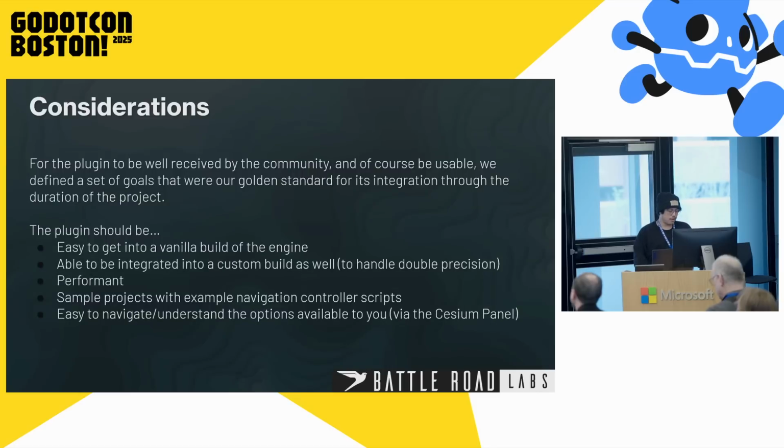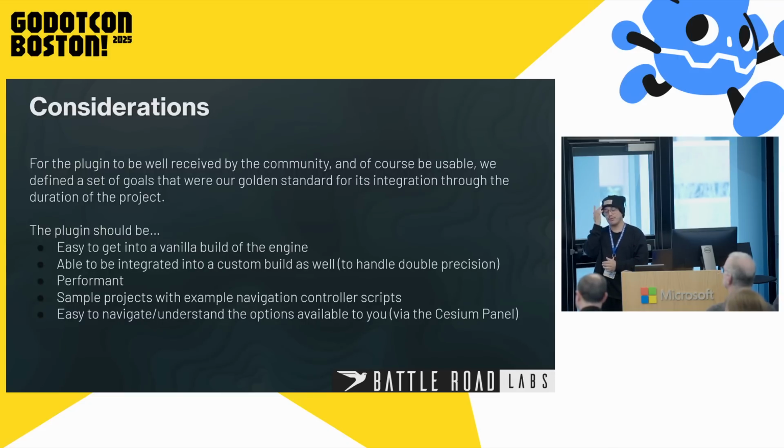Okay, so some considerations that we made early on in the development of the plugin for it to be successful, or as successful as we can make it, of course, and well received by the community, was that it should be easy to get into a vanilla build of the engine. So originally, when we started developing this, it was an engine submodule. So that means that you had to compile the C++ with the engine. And that's great because you get a lot of performance gains on that. And also you can enable double precision and forget that precision errors even exist.